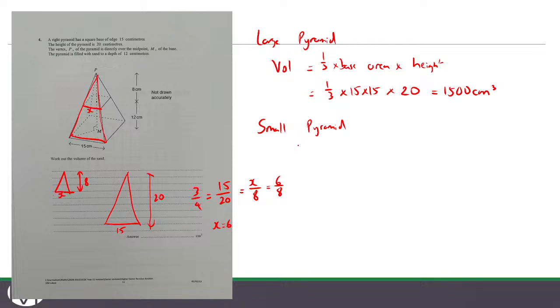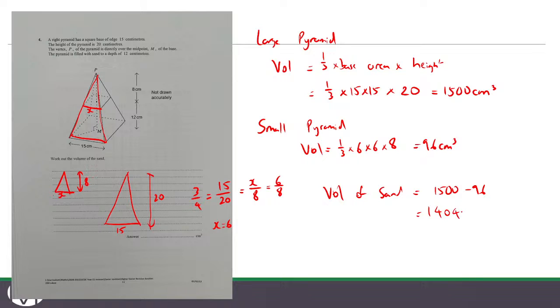So now we can work out the volume of the small pyramid by doing 1/3 times the base area. Now if that's 6, then that's 6, so the area is 6 times 6. And the height is 8, so that's 36 times 1/3, which is 12. 12 times 8 is 96 centimeters cubed, and therefore the volume of sand is 1,500 minus 96, which is 1,404 centimeters cubed.